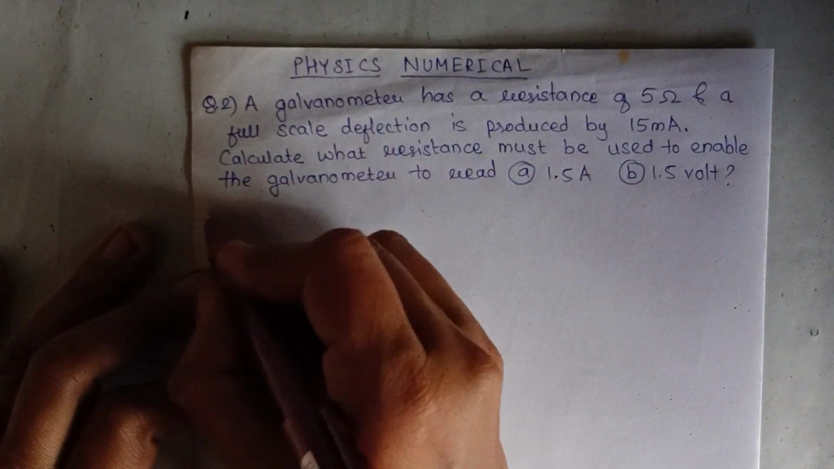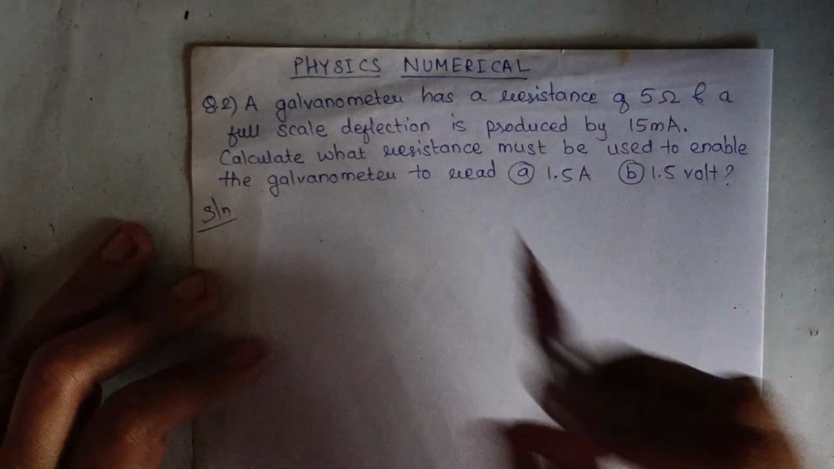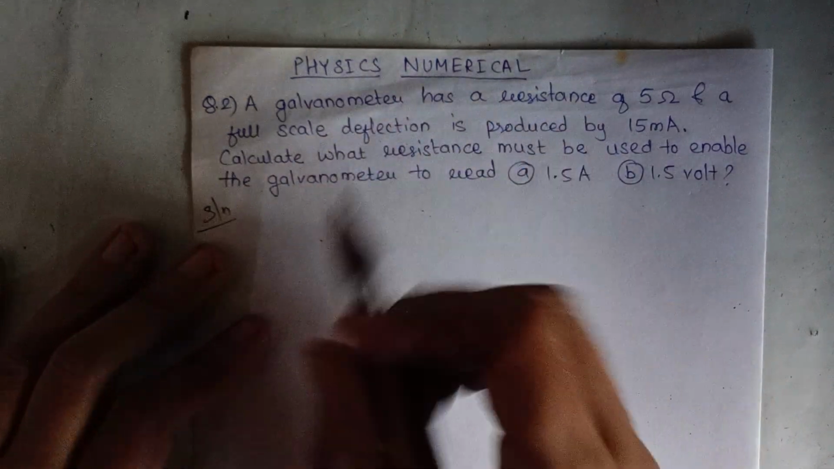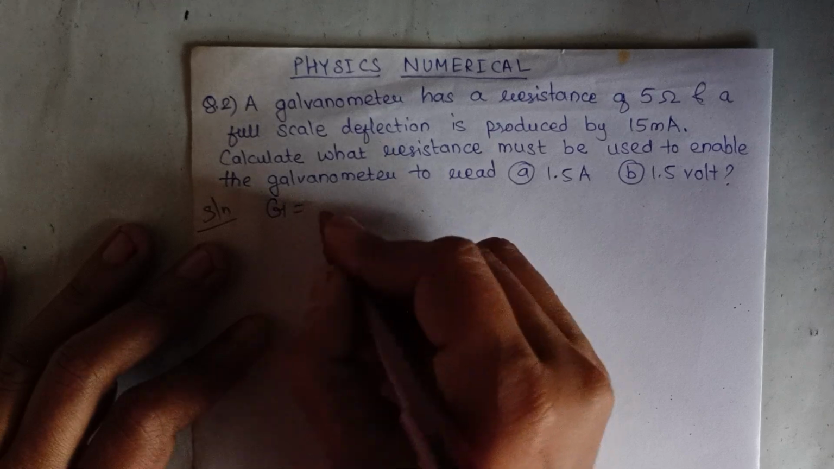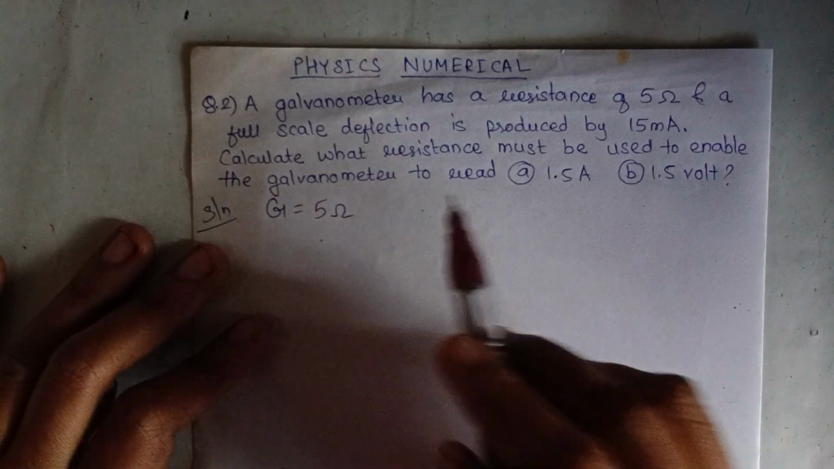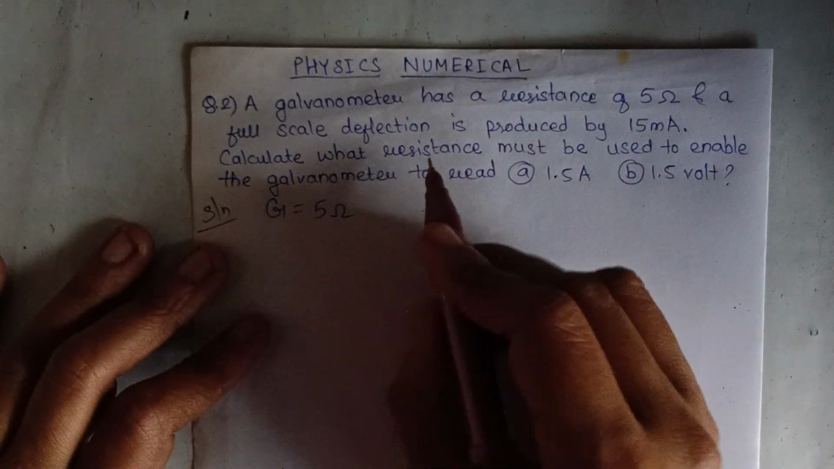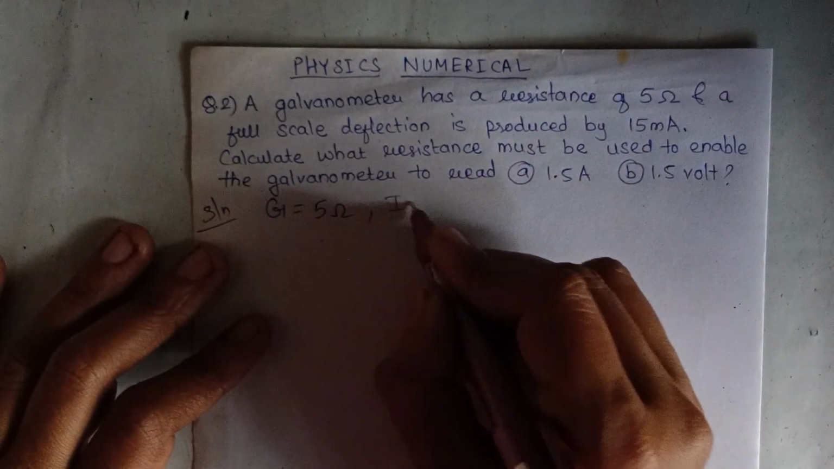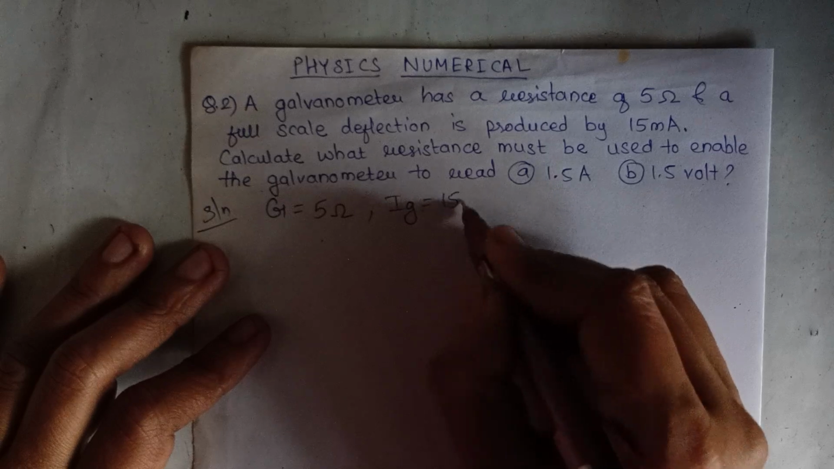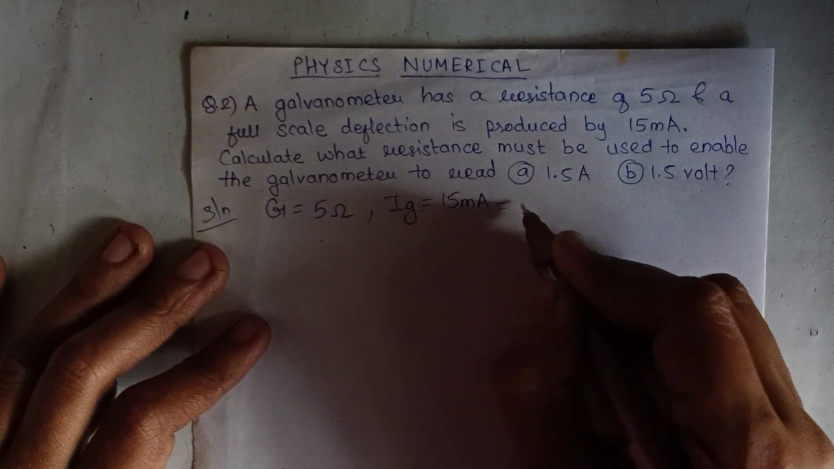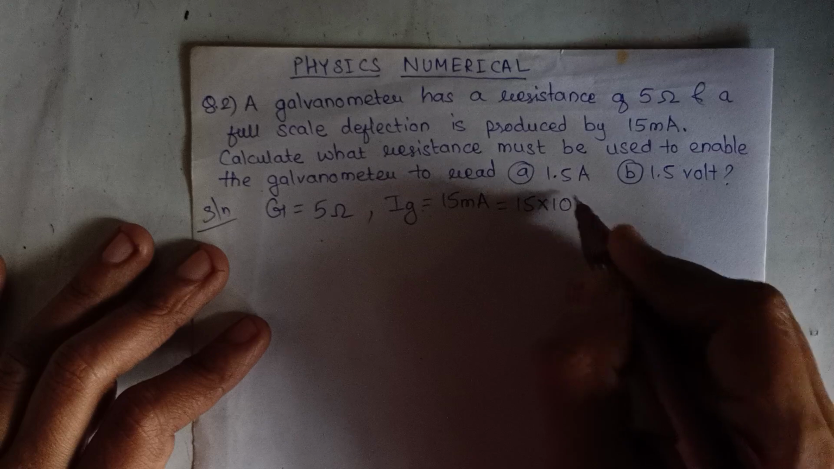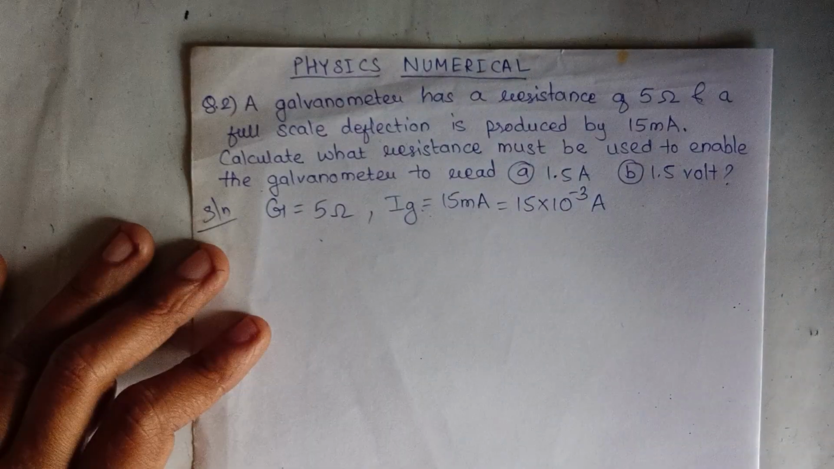So first we have to write what is given. Galvanometer resistance is given, that is G equals 5 ohm, and the current flowing through the galvanometer is given, that is 15 milliamp. Milliamp means 15 into 10 raised to minus 3 ampere.